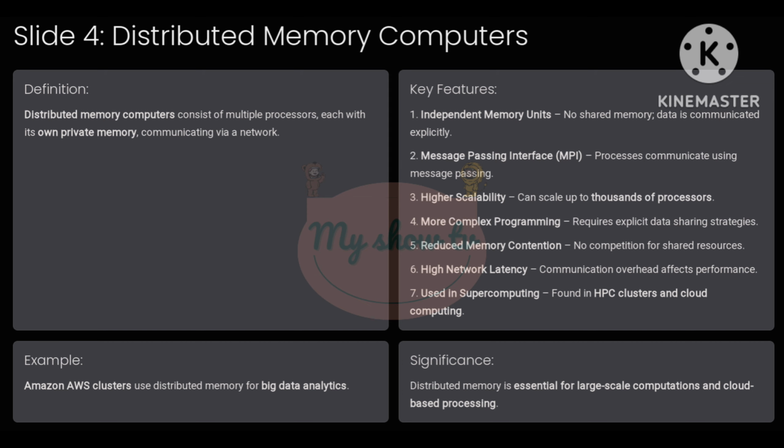2. Communication. Shared memory systems allow implicit communication, meaning processors access the same memory space without extra programming effort. Distributed memory systems require explicit communication through message passing mechanisms like MPI, Message Passing Interface. 3. Scalability. Shared memory is limited in scalability because too many processors accessing the same memory cause contention. Distributed memory scales much better, as each processor manages its own memory, enabling thousands of processes to work together.